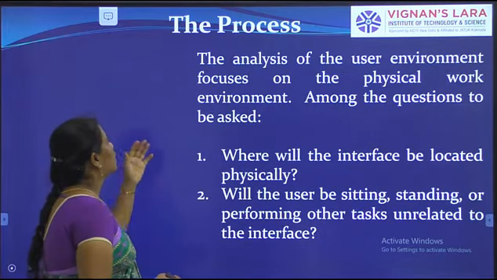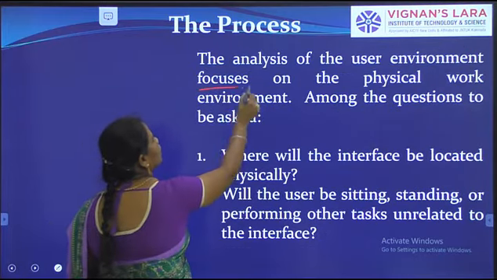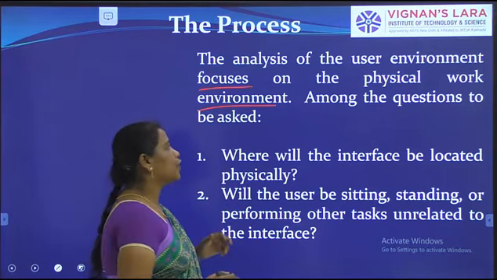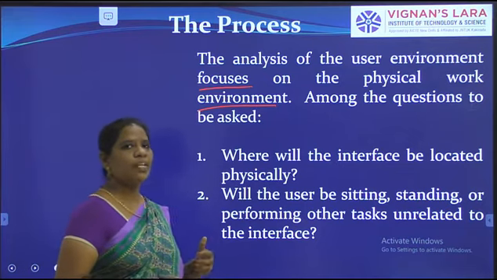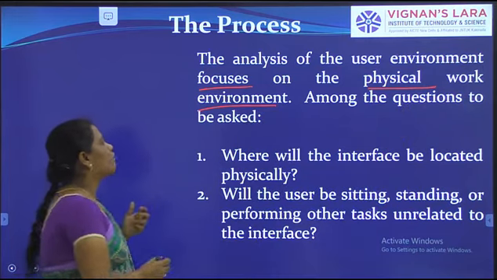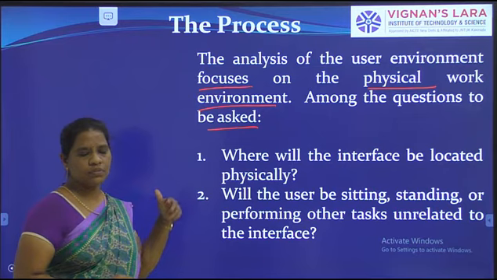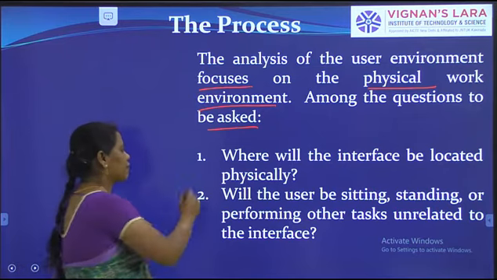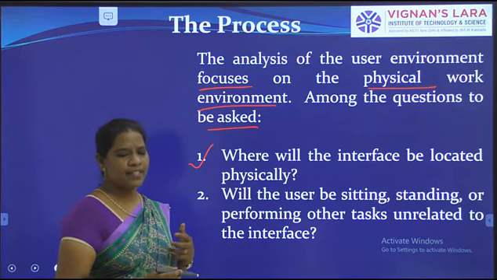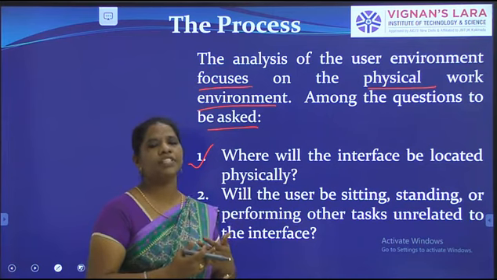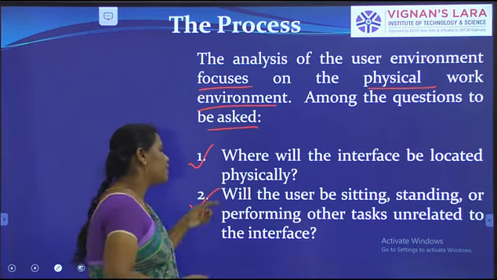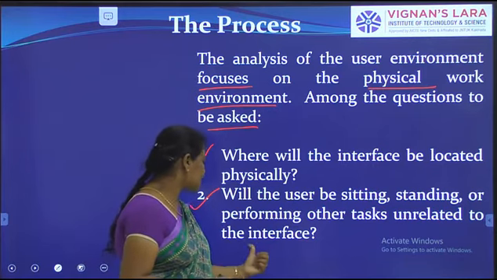And next one is, the analysis of the user environment focuses on the physical work environment. So in the process, whatever analysis we are doing for the user interface, for the user environment, is a focus on the physical work. Among the questions to be asked, in order to analyze, we have to answer some questions. First one is, where will the interface be located physically? We are saying interface; interface is nothing but interacting with each other. Next, the second point is, will the user be sitting, standing, or performing other tasks unrelated to the interface?